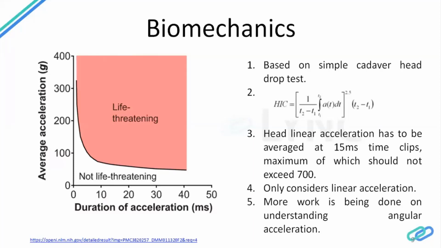Like this, there is a neck injury criteria. There is a chest injury criteria, called the viscous criterion, and there is something for the abdomen as well. There is something for the femur as well. There is something for the pelvis as well. So from head to toe, everything has its own injury mechanisms.